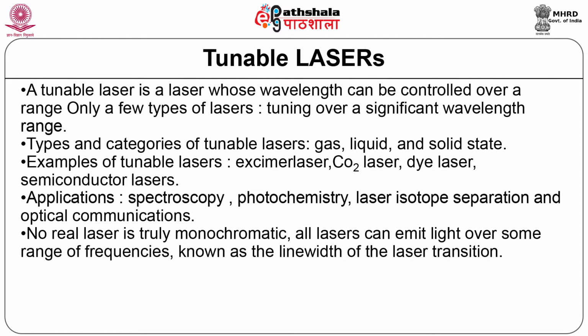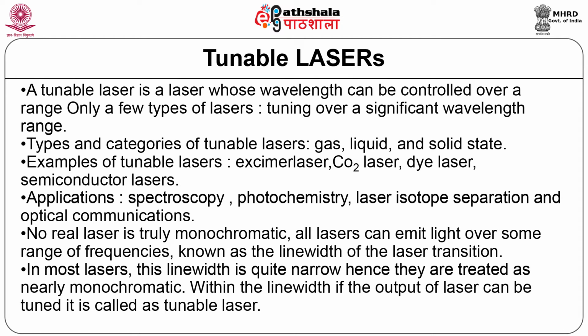No real laser is truly monochromatic. All lasers can emit light over some range of frequencies known as the line width of the laser. In most lasers, the line width is quite narrow, hence they are treated as nearly monochromatic. Within the line width, if the output of the laser can be tuned, it is called a tunable laser. An example of a tunable laser is discussed in this particular module.